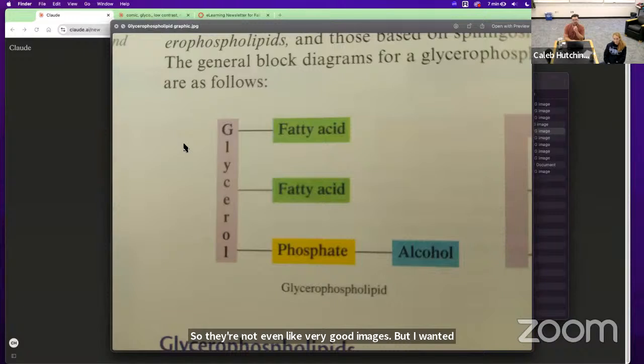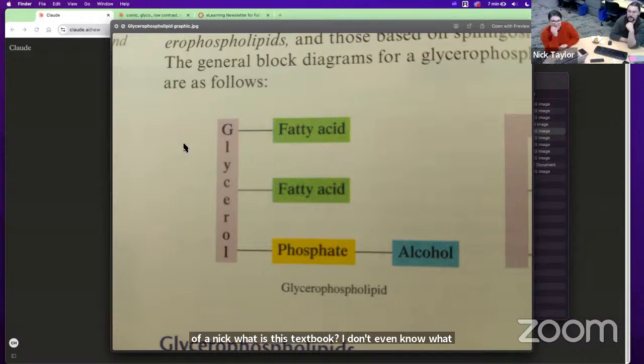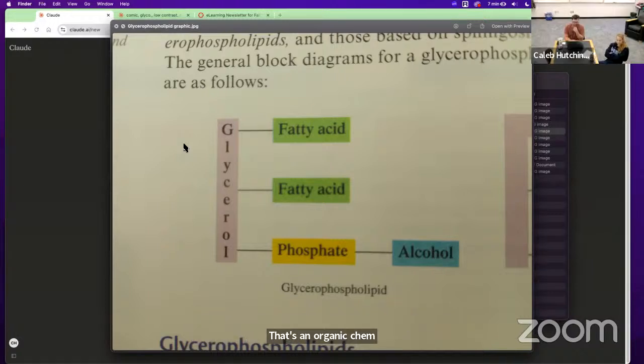This is a picture that I took of a, Nick, what is this textbook? I don't even know what this textbook is. That's an organic chemistry textbook that comes from. Okay, so I was looking through, and I asked Nick, I need some good diagrams, complex images. He's like, oh, I have this organic chemistry textbook over here. So I was flipping through it, and I found some pictures, and I wanted to start with this one. It's a relatively simple diagram, right?